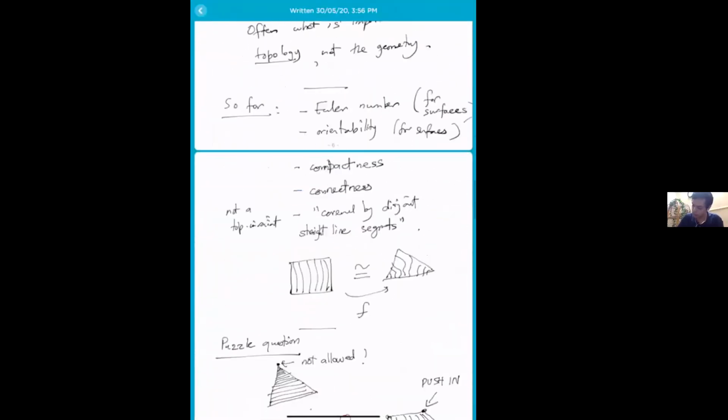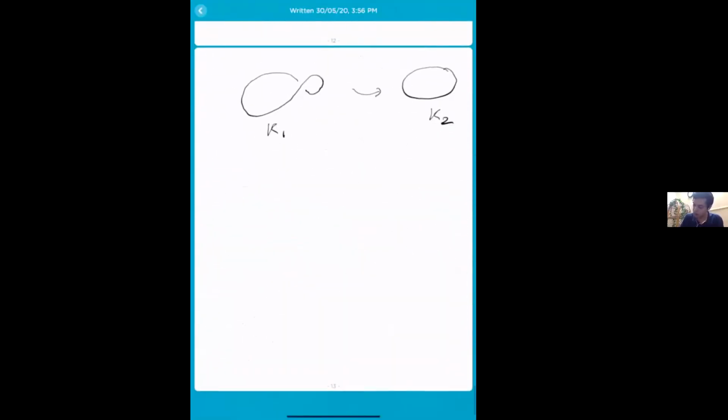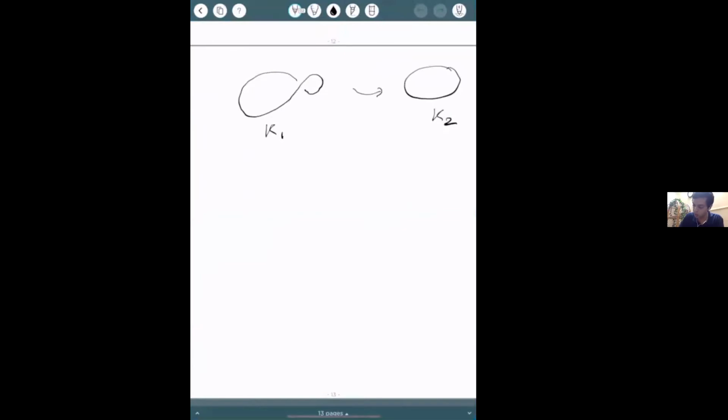Right. So the basic problem in knot theory is, how can you say if two knots are equivalent?